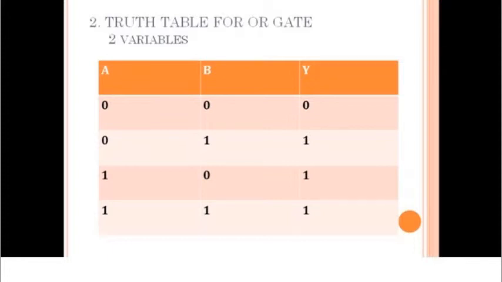Let's move on to 3 input variables for OR gates, so we understand more what our OR gate table is saying. 3 inputs, please.